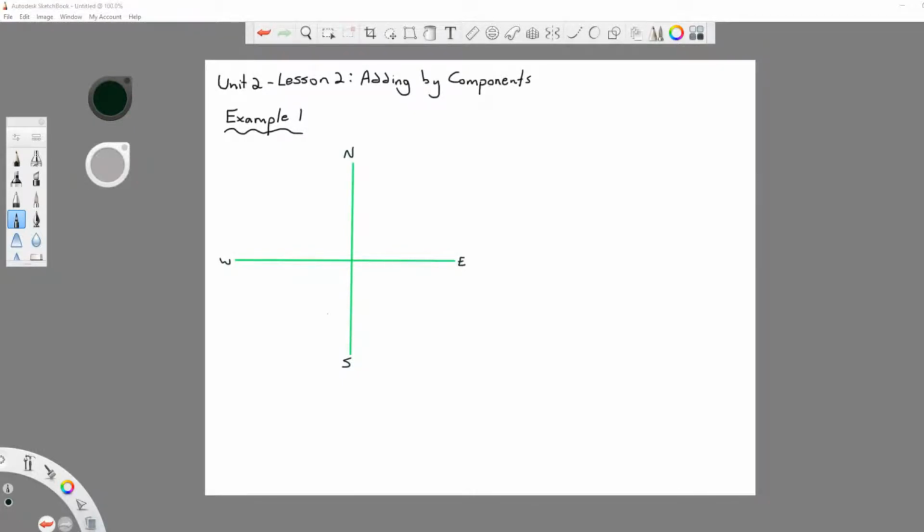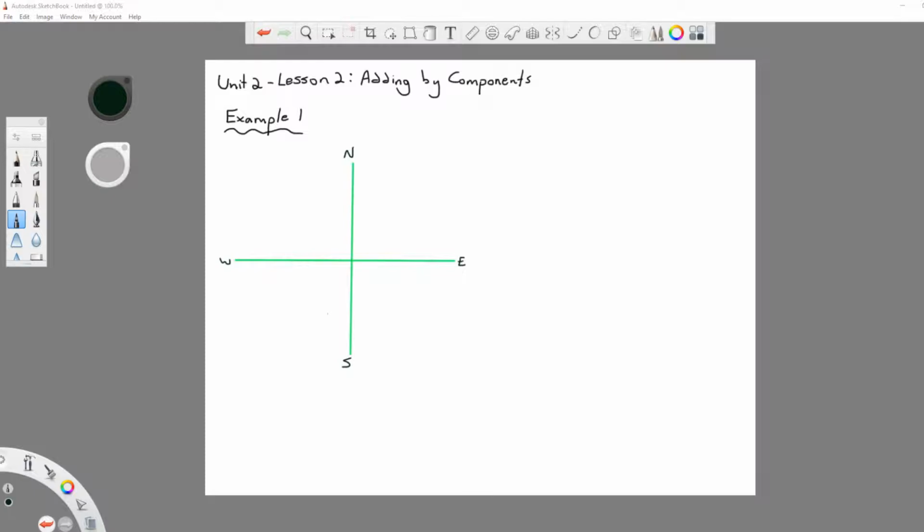Okay, welcome to Lesson 2, Adding by Components. Now in this lesson, we're going to be building off of the skills in the last one, and we're actually going to be determining the x and y components that make up our total vector line, I guess is what we could call it. It's easiest just to jump right into the example.